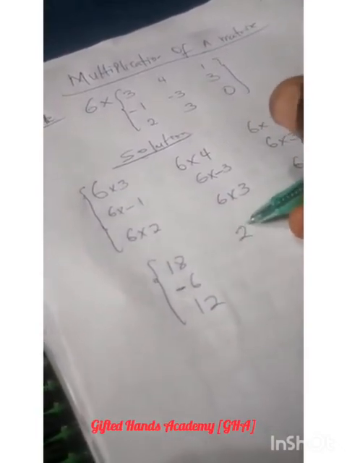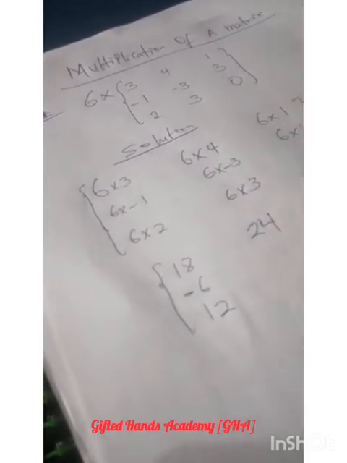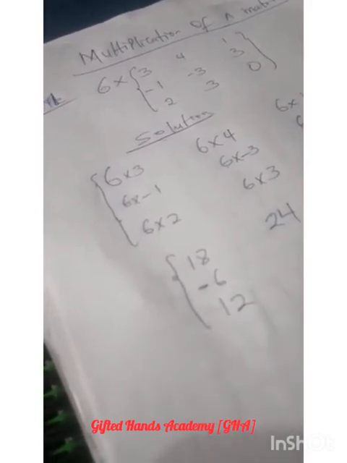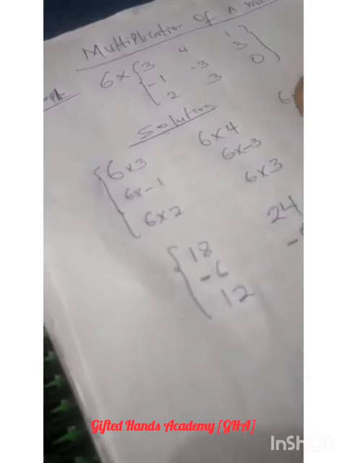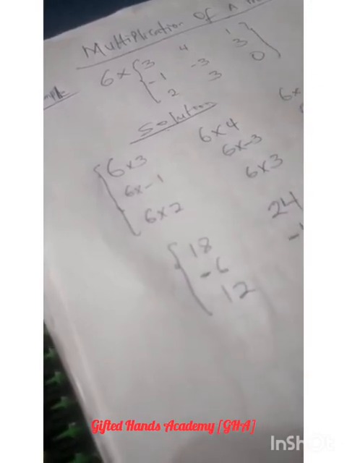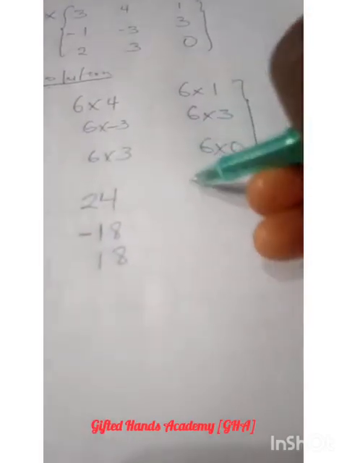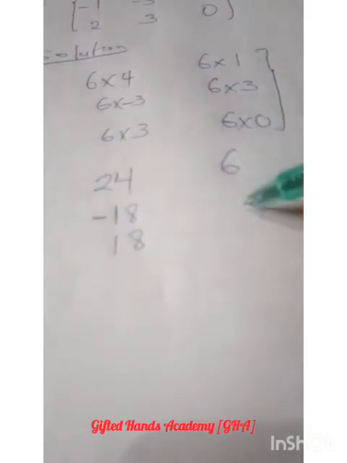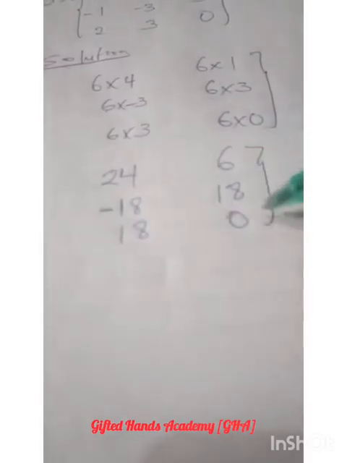I'm seeing the answer already. It's 24. Then plus times minus is minus, so minus 18. Then 6 times 3 is 18. Then 6 times 1 here is 6. 6 times 3 is 18. And 6 times 0, any number times 0 will give us 0. So this is our answer.